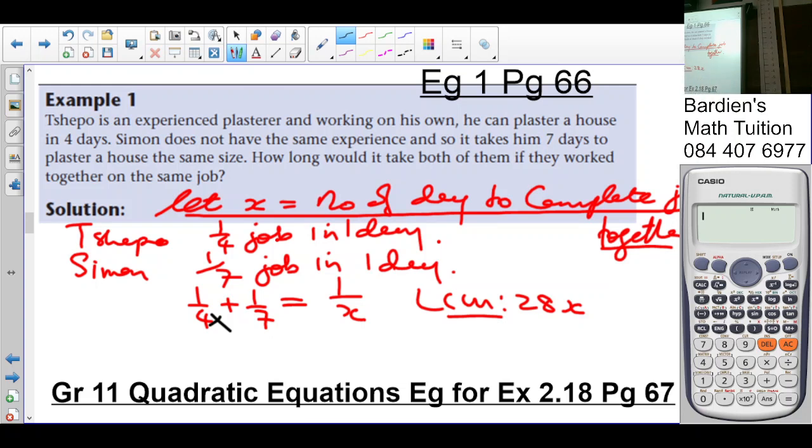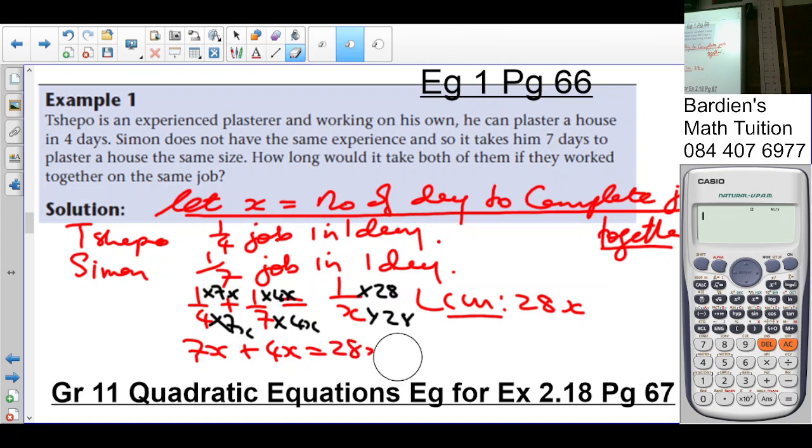Thank you. Okay. So 4 times what is 28x? 7x. 7 times what is 28x? 4x. x times what is 28x? So in other words, 7x times 1 is 7x plus 4x is equal to 28. You all agree with that? Now it's just a matter of solving for x. Not so?